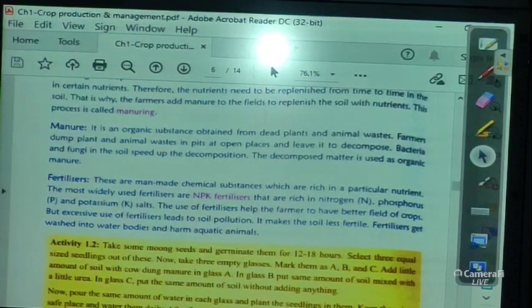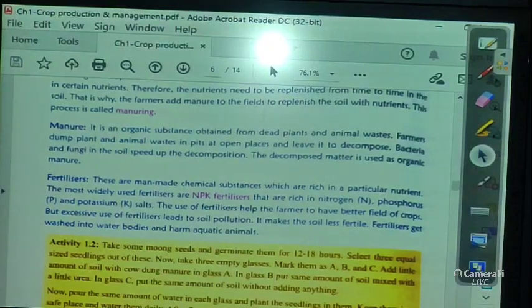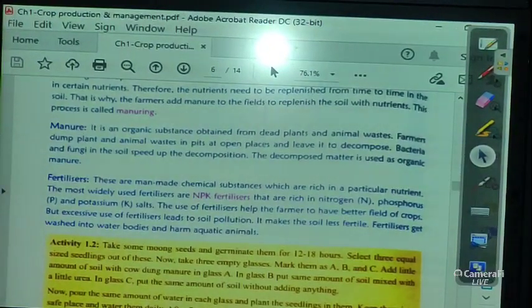I have already explained this in our Google Meet classes as well: what the farmer does is dump plants and animal wastes in pits, or dig a place. That is called pits at open places, and leave it to decompose. And who decomposes it? Some bacteria and fungi can decompose it very fast. Bacteria and fungi in the soil speed up the decomposition. The decomposed matter is used as organic manure. So the matter which decomposed after a few days is the organic manure.